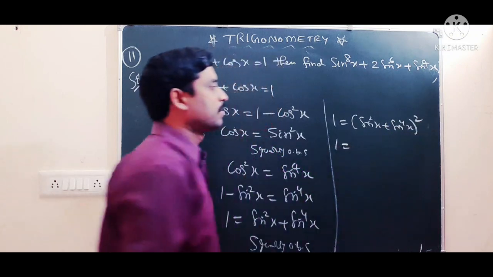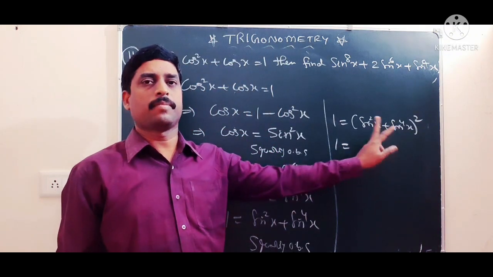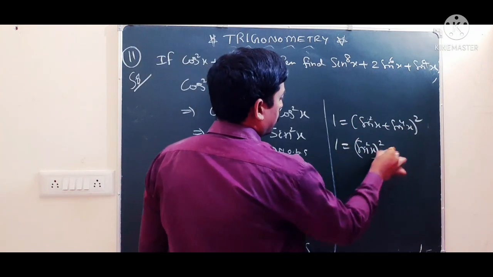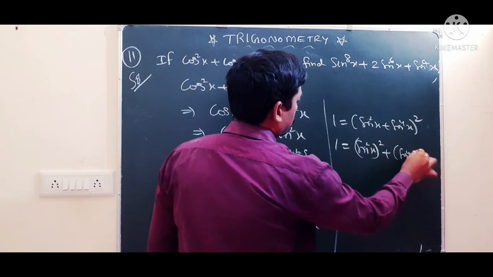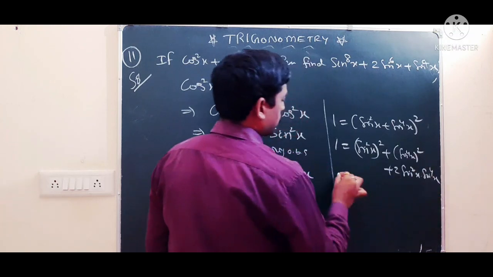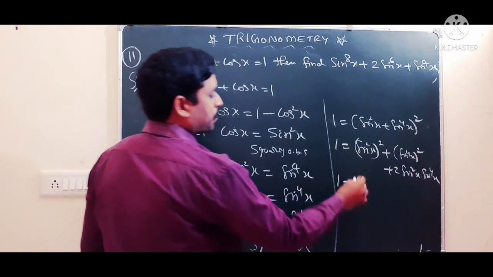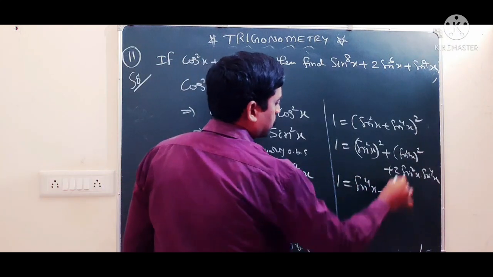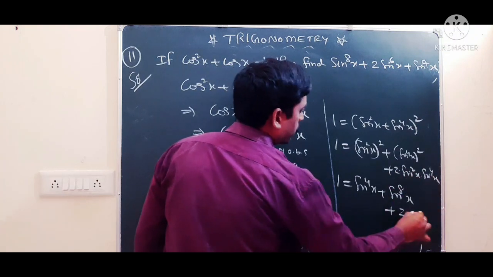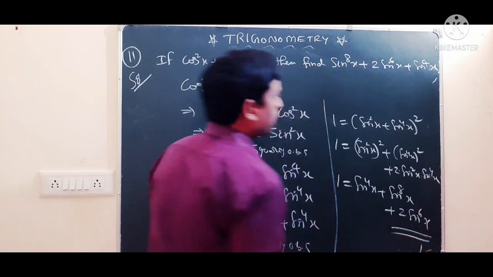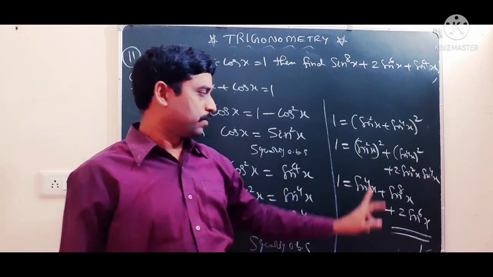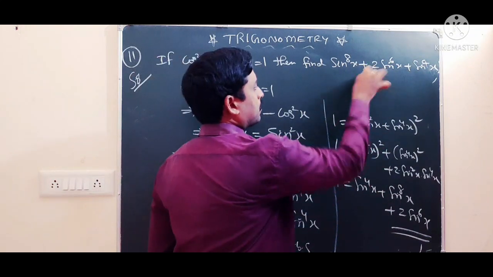So by using the a plus b whole square formula, a square plus b square plus 2ab. A square is sin square x whole square, which is sin to the power 4x, and b square is sin to the power 4x whole square, which is sin to the power 8x, plus 2ab, which is 2 sin square x into sin to the power 4x, sin to the power 6x. What is the statement? Sin to the power 8 plus 2 sin to the power 6 plus sin to the power 4. Okay, the answer is 1. So this answer will be 1.